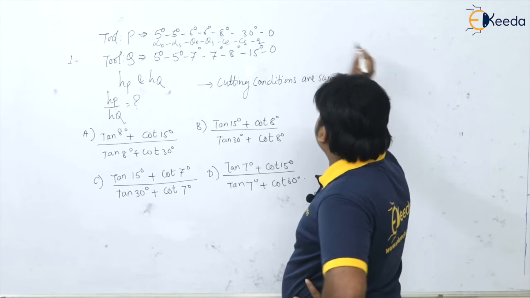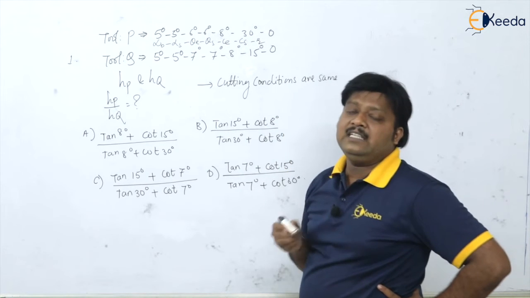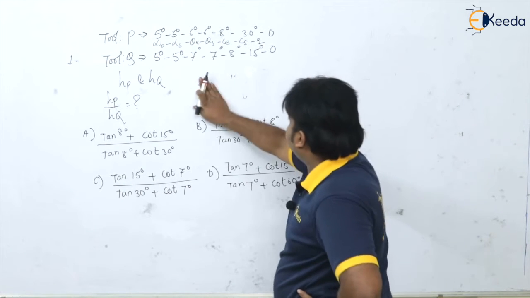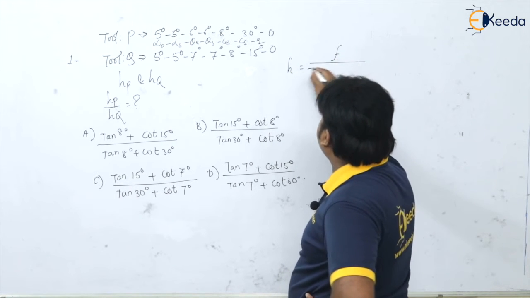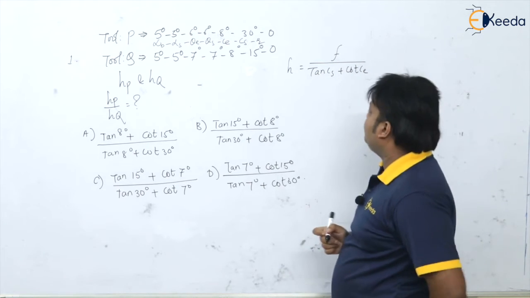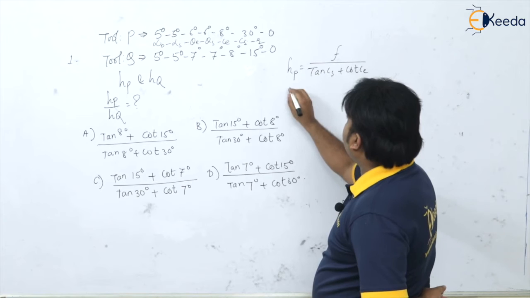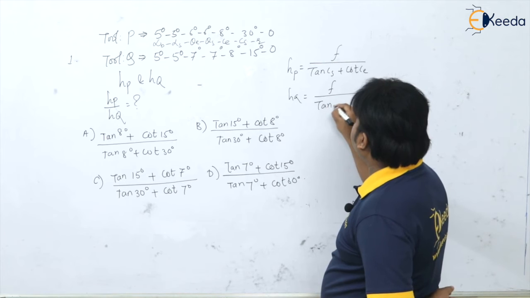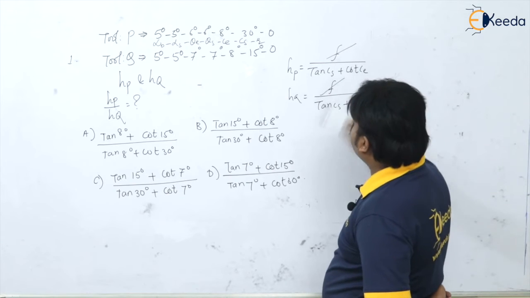So we know that when the end cutting edge and side cutting edge angles are known to us, they definitely affect the produced surface finish on the component. Here we know that h is equal to f divided by tan Cs plus cot Ce. We have seen how this relation comes. If I write this for hP and hQ, it will be f divided by tan Cs plus cot Ce. The cutting conditions are the same, which means the feed is the same.